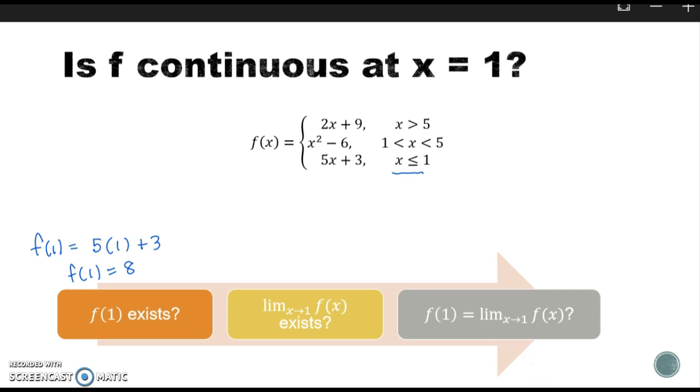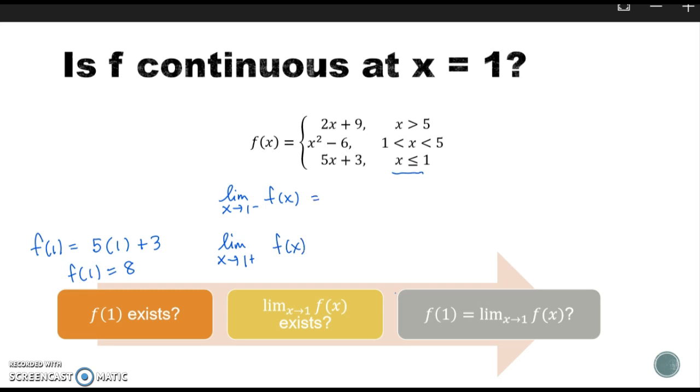Next thing we want to do is check to see if the limit as x approaches 1 exists, and since it's a piecewise function, I'm going to want to check to see if the limit as x approaches 1 from the negative direction is equal to the limit as x approaches 1 from the positive direction, because that's the only way for that limit to exist. So I need to check both of those two limits to see if they match.